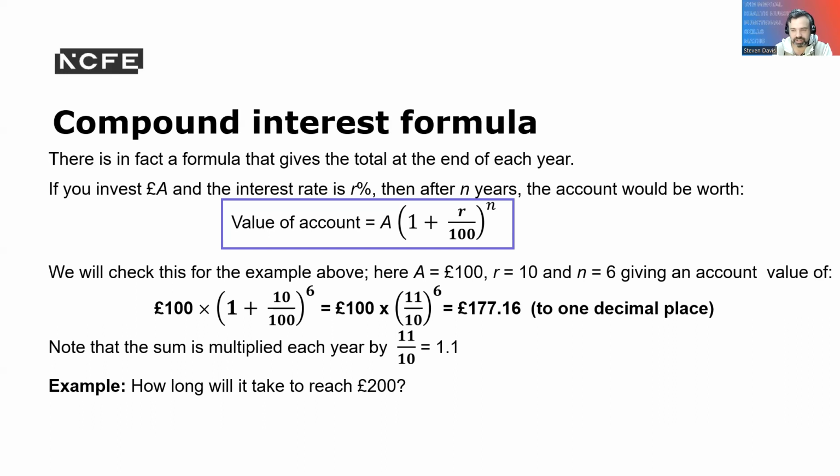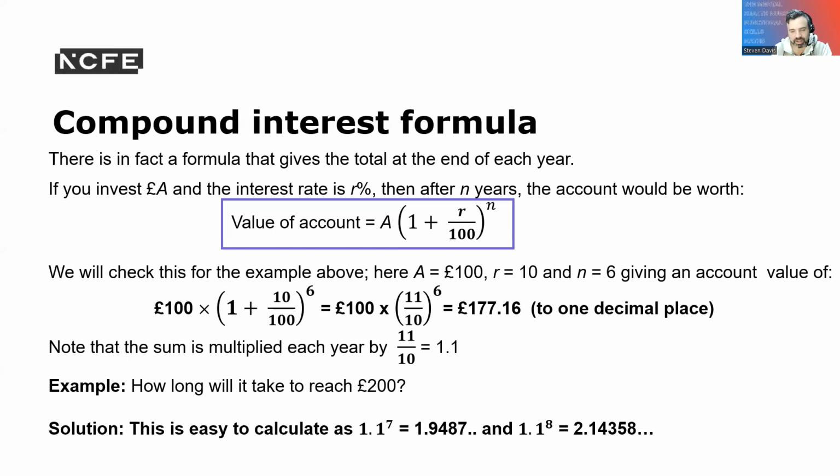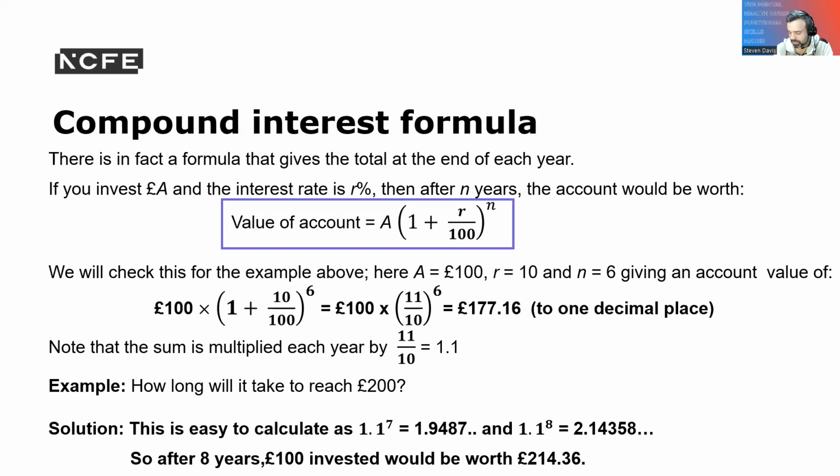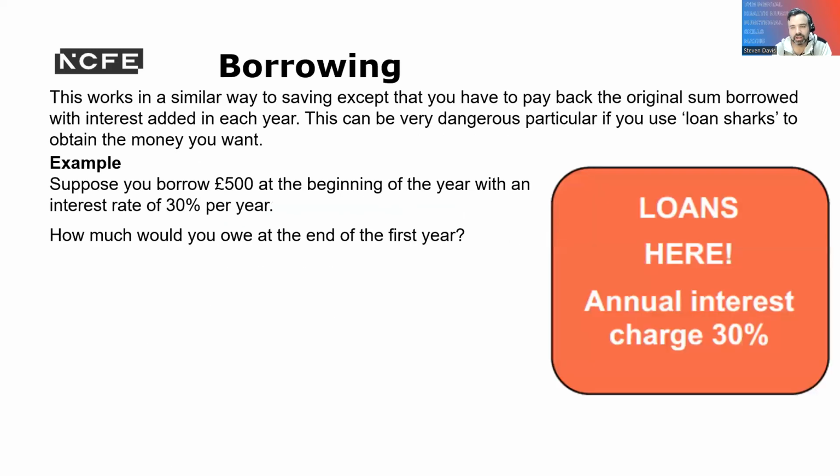So how long would it take to reach 200? This is an easy calculation as 1.1^7 equals 1.9487 and 1.1^8 equals 2.14358. So after 8 years, £100 invested would be worth £214.36.